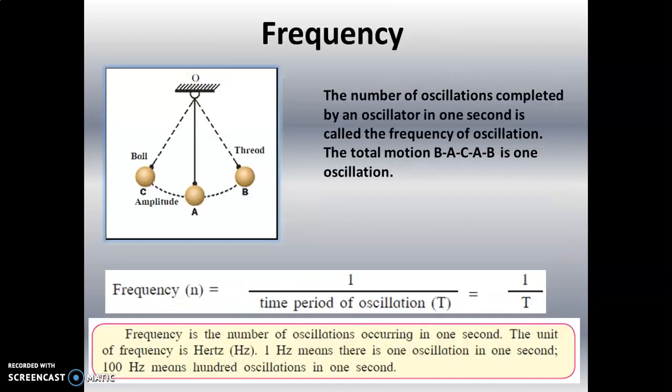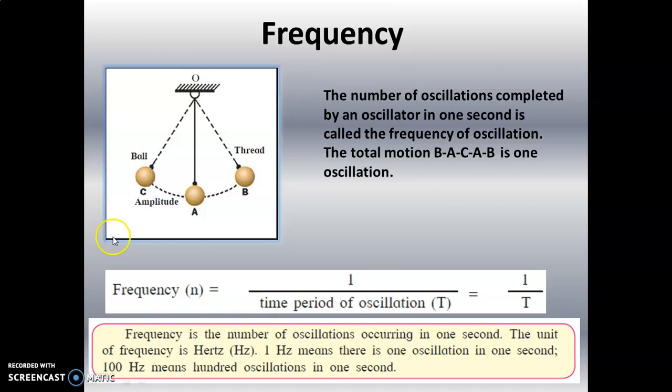Okay, now next we go to what we call frequency. The definition of frequency is: the number of oscillations completed by an oscillator in 1 second is called the frequency of the oscillation. Okay, so I am giving this oscillatory motion. The pendulum or the oscillator keeps on moving, and how many oscillations are completed in 1 second? I am putting my stopwatch on. So in 1 second, how many oscillations is it completing? That is called the frequency of the oscillation.